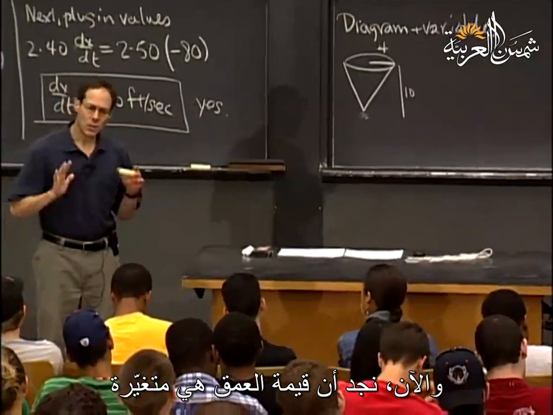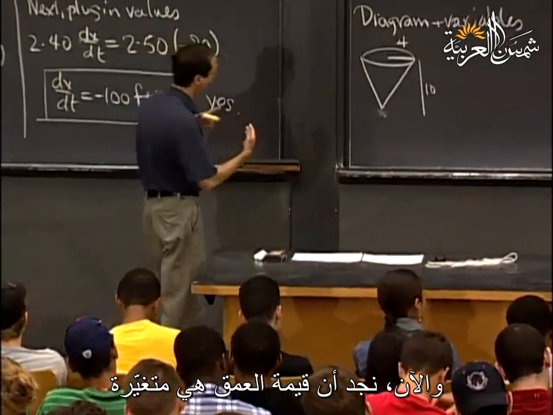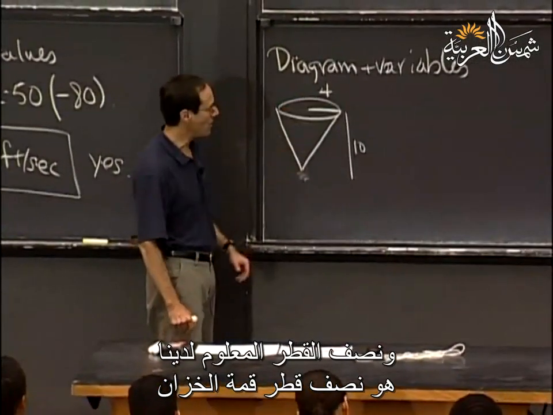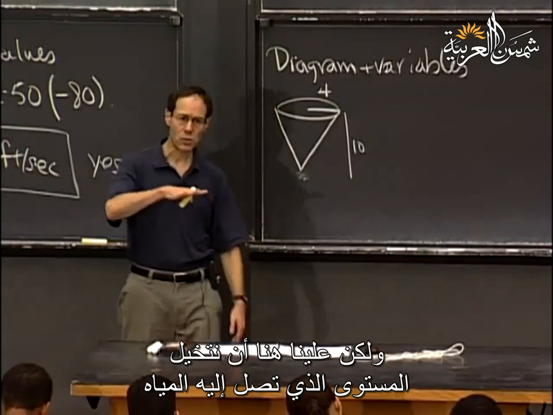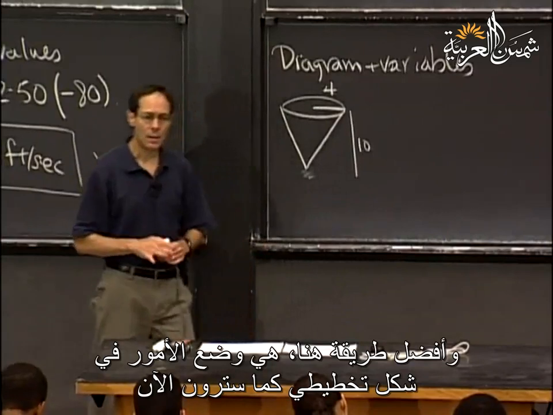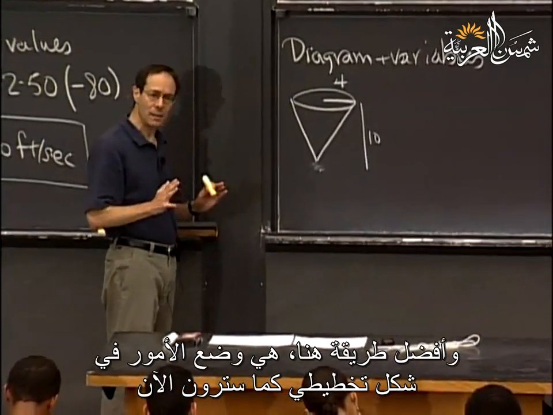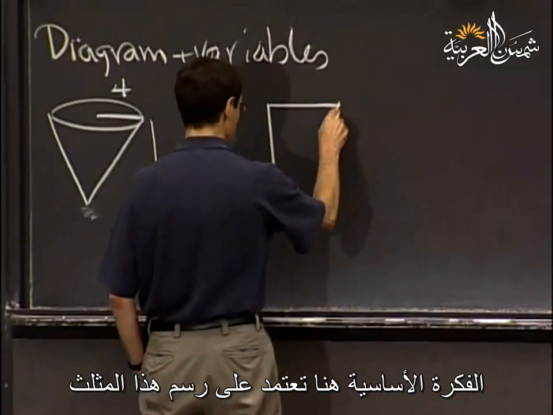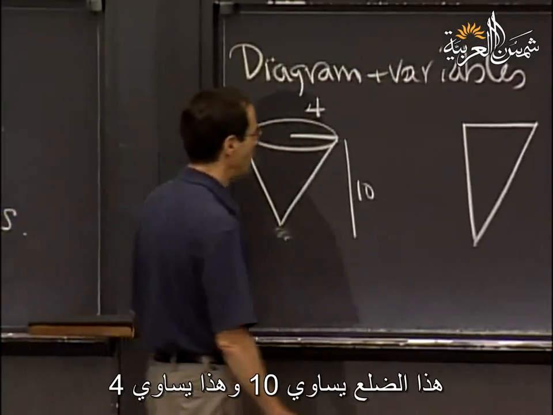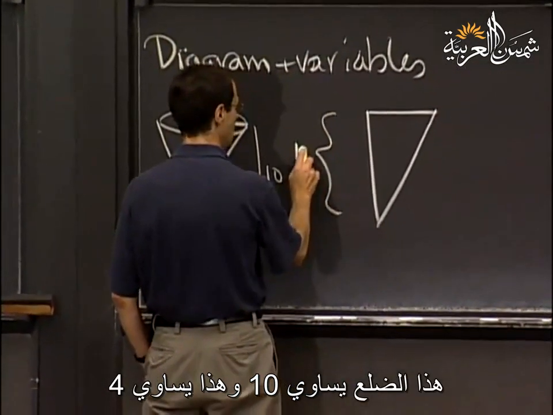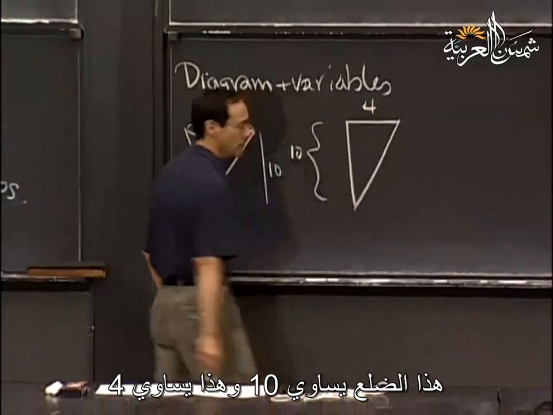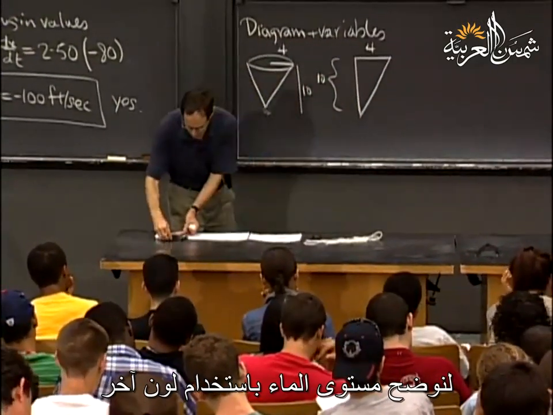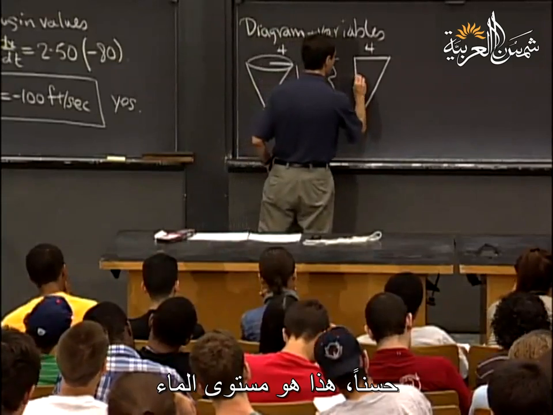Now, it turns out, because we have a varying depth and so on, and this is just the top, that I'd better depict also the level at which the water actually is at present. And furthermore, it's better to do this schematically, as you'll see. So the key point here is to draw this triangle here, which shows me the 10 and shows me the 4 over here. And then imagine that I'm filling it part way. So maybe we'll put that water level in another color here. So here's the water level.